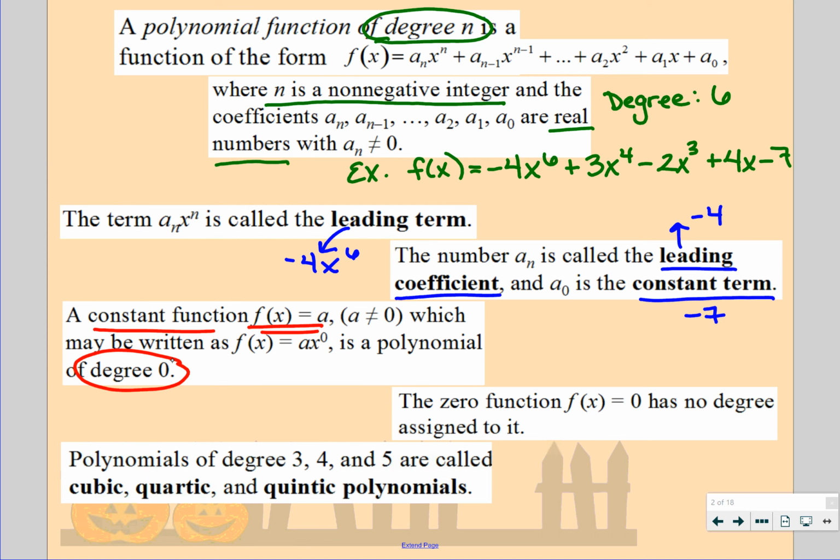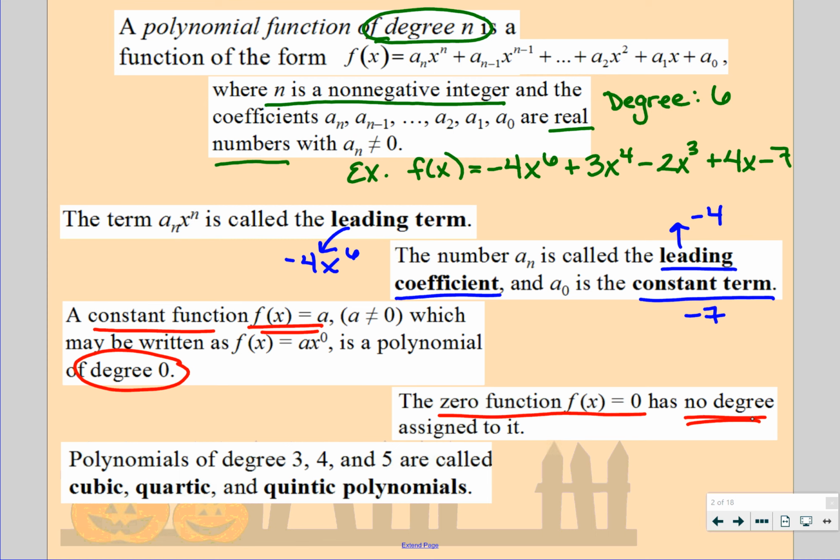The only exception to that is the zero function. Y equals zero is the only polynomial that we say has no degree. All right, so in order, we've got constant function degree 0, linear function degree 1, quadratic degree 2.